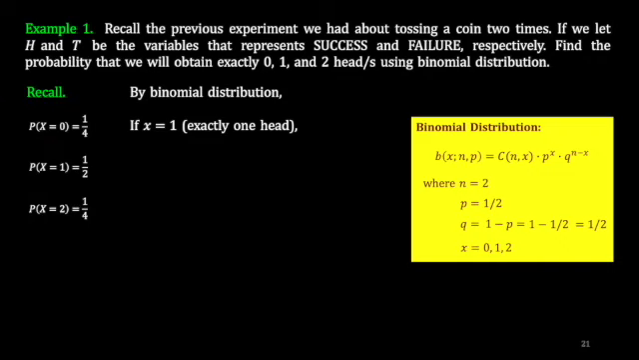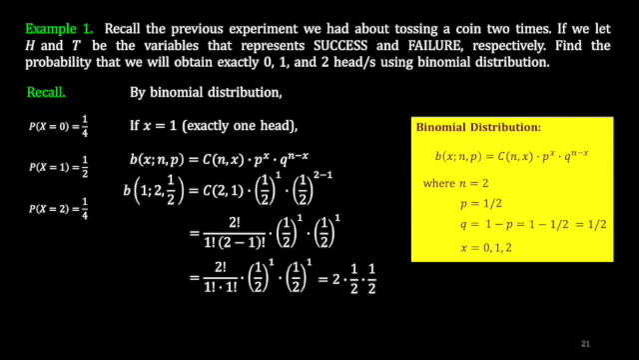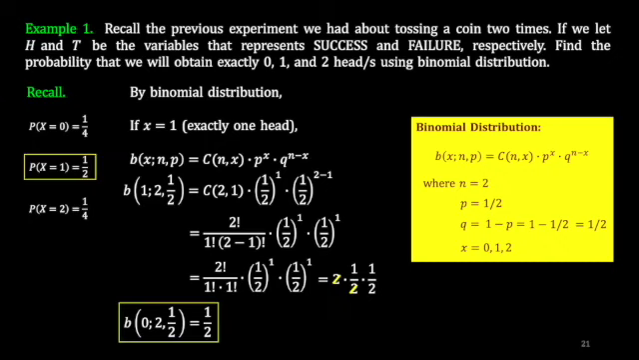What if x equals 1 or exactly 1 head na lumabas sa 2 trials natin ng pag-flip ng coin? By binomial distribution, substitute the given values. At this time, 2 naman ang value ng ating x. 2 taken 1 at a time times 1/2 raised to 1 times 1/2 raised to 2 minus 1. And ito yung kalalabasan niya. Simplify. We have 2 times 1/2 times 1/2. This will be cancelled. And ang final answer ay 1/2, which is also the same sa nakuha natin using theorem 1.